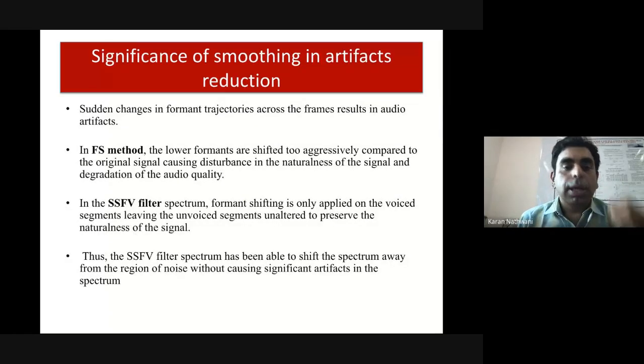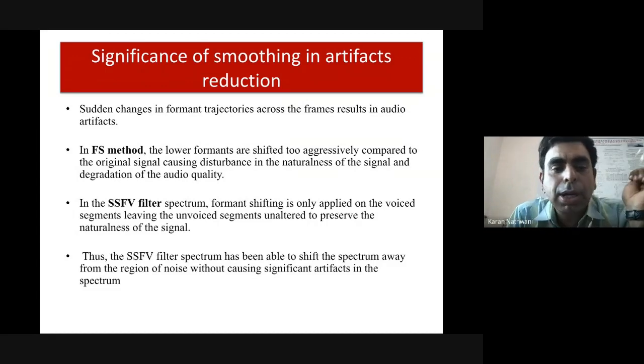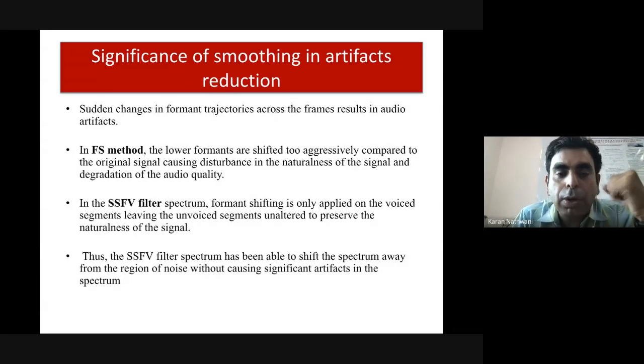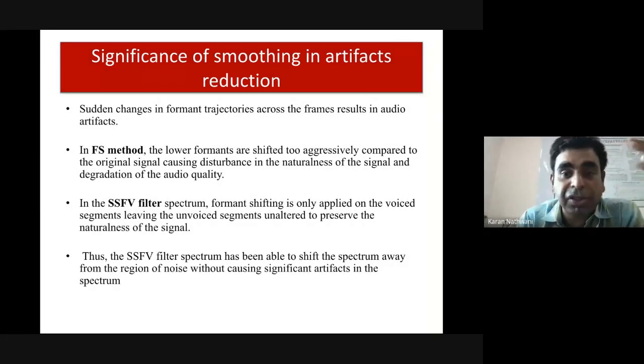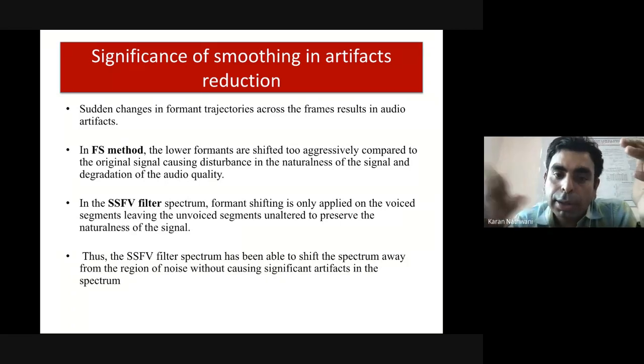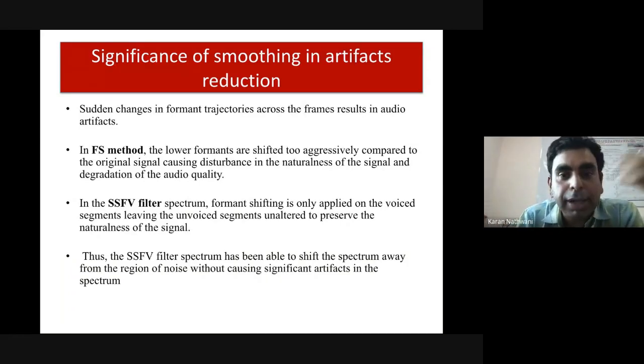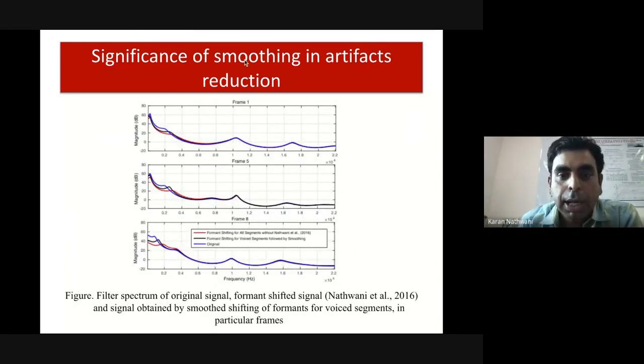Now just to give you a brief idea about the significance of smoothing, I compute the filter spectrum, like the vocal tract structure. Now, how do the formants look? You may be wondering why I'm talking about formants. For example, I took frame 1, frame 5, frame 8. I randomly chose the voice segments only.